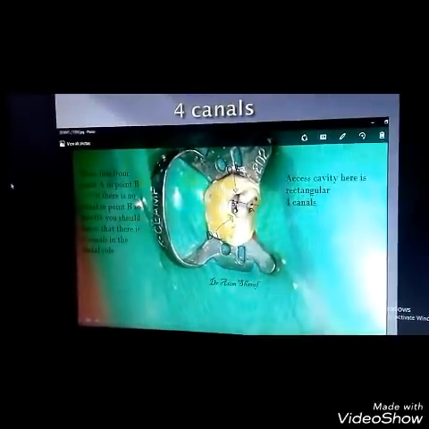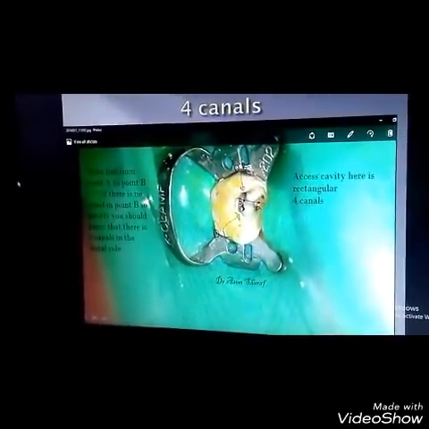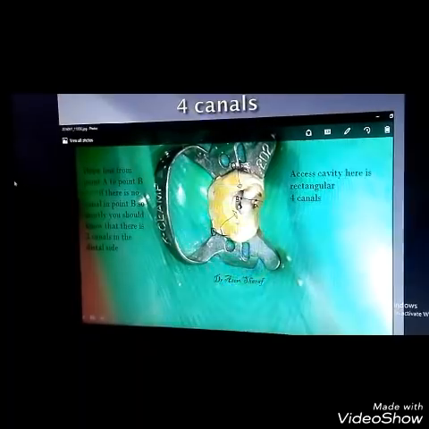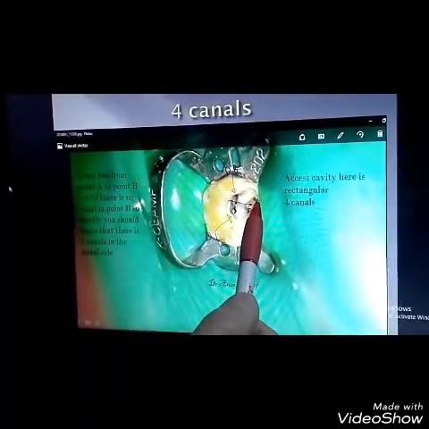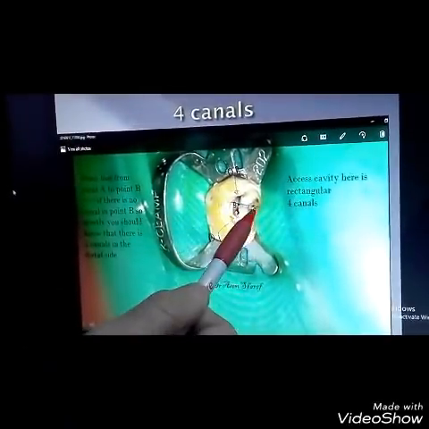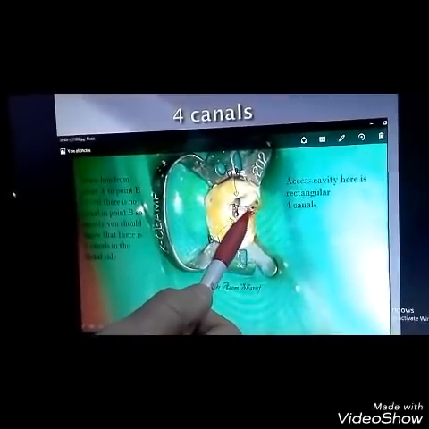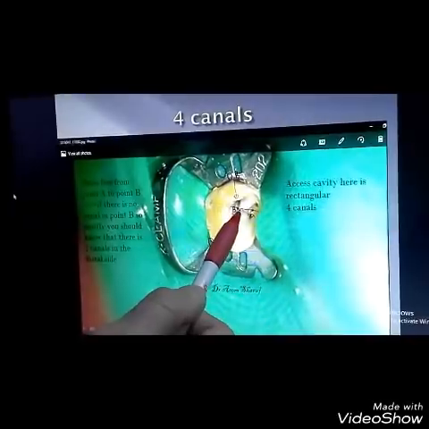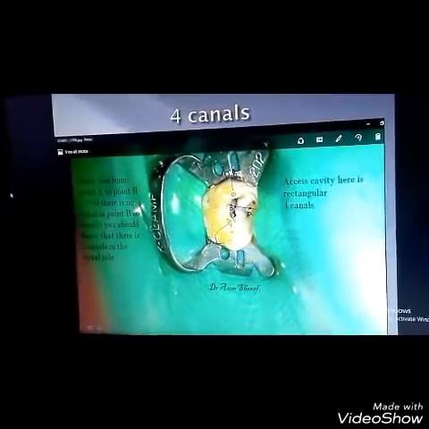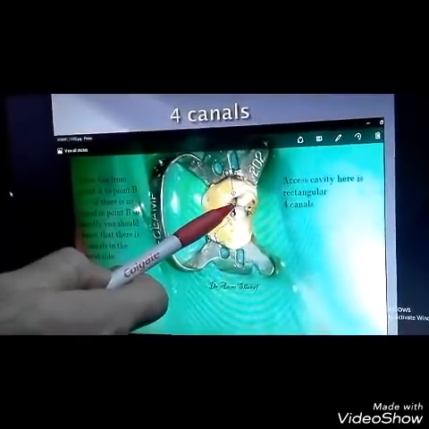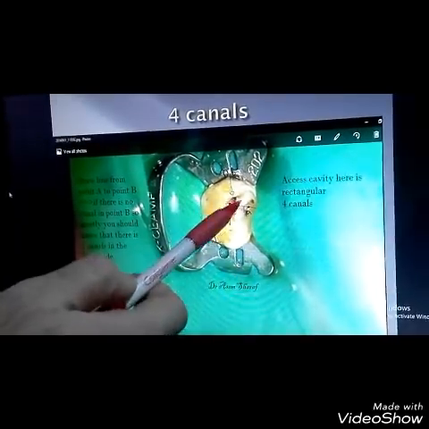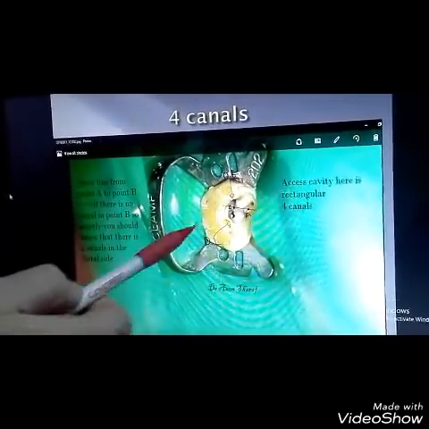Now I want to show you an access cavity. How can I detect if it is 4 canals or 3 canals? See here, I have mesobuccal and I have mesolingual. I will draw a line from the middle part here to the mid part on the other side. If there is a canal here, this is 3 canals. But if there is no canal just beside this line, I have 2 canals, mesobuccal and distolingual.